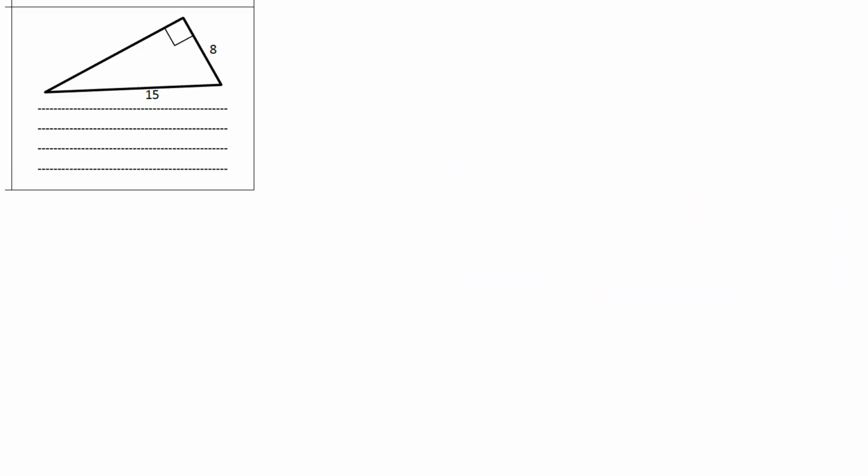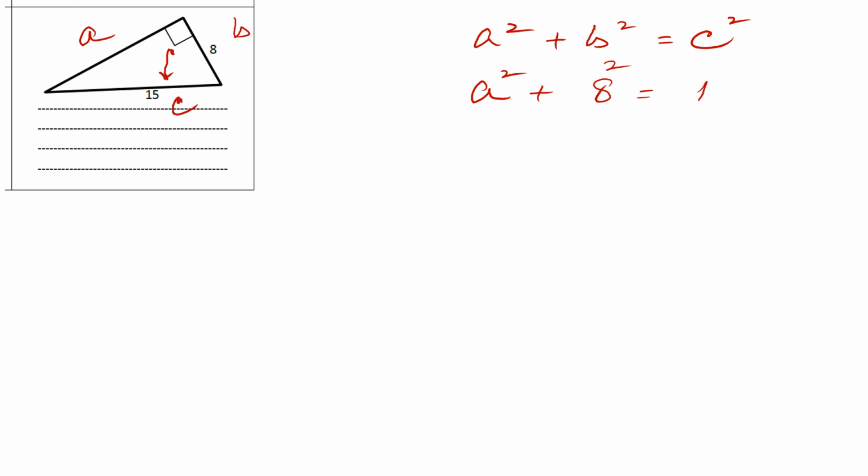Okay, next question again. Here we have three sides and we know that opposite to the right angle of the triangle, it is C. Name the others anything. Let's suppose this is A and this is B. Write down the formula: A square plus B square equals C square. We don't have A, so we write A square as it is. B is 8, put the power 2 on the top, and C is 15, put the power 2 on the top. Now A square as it is.